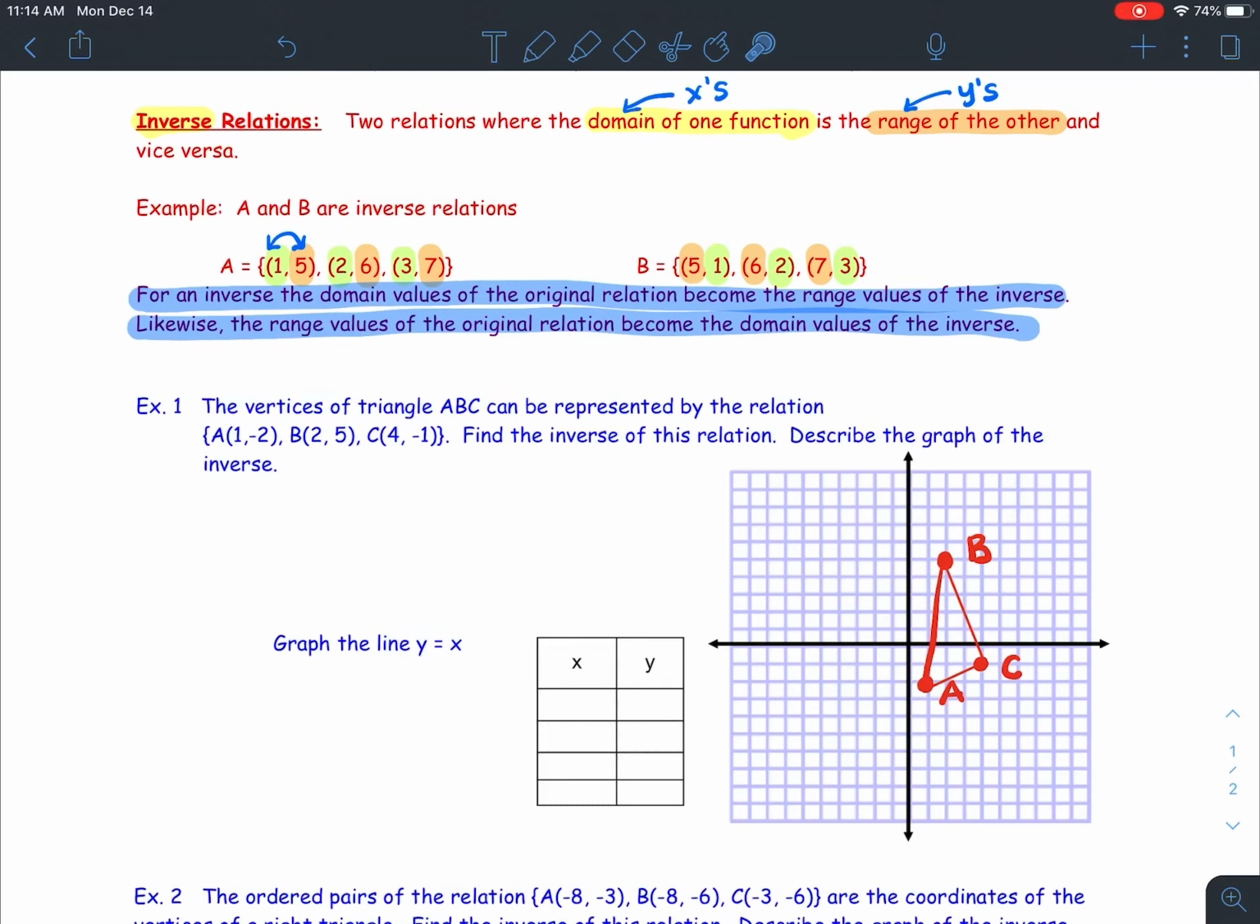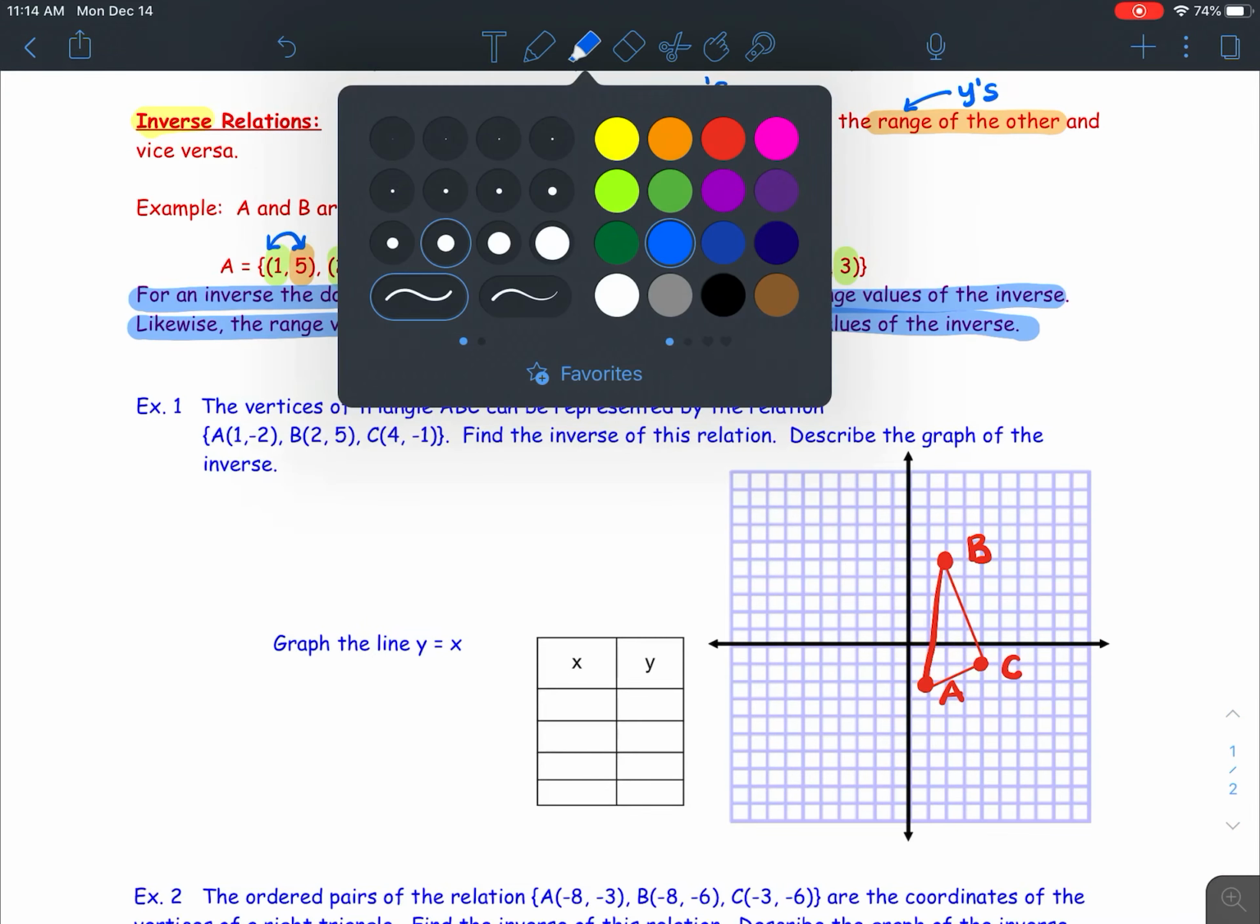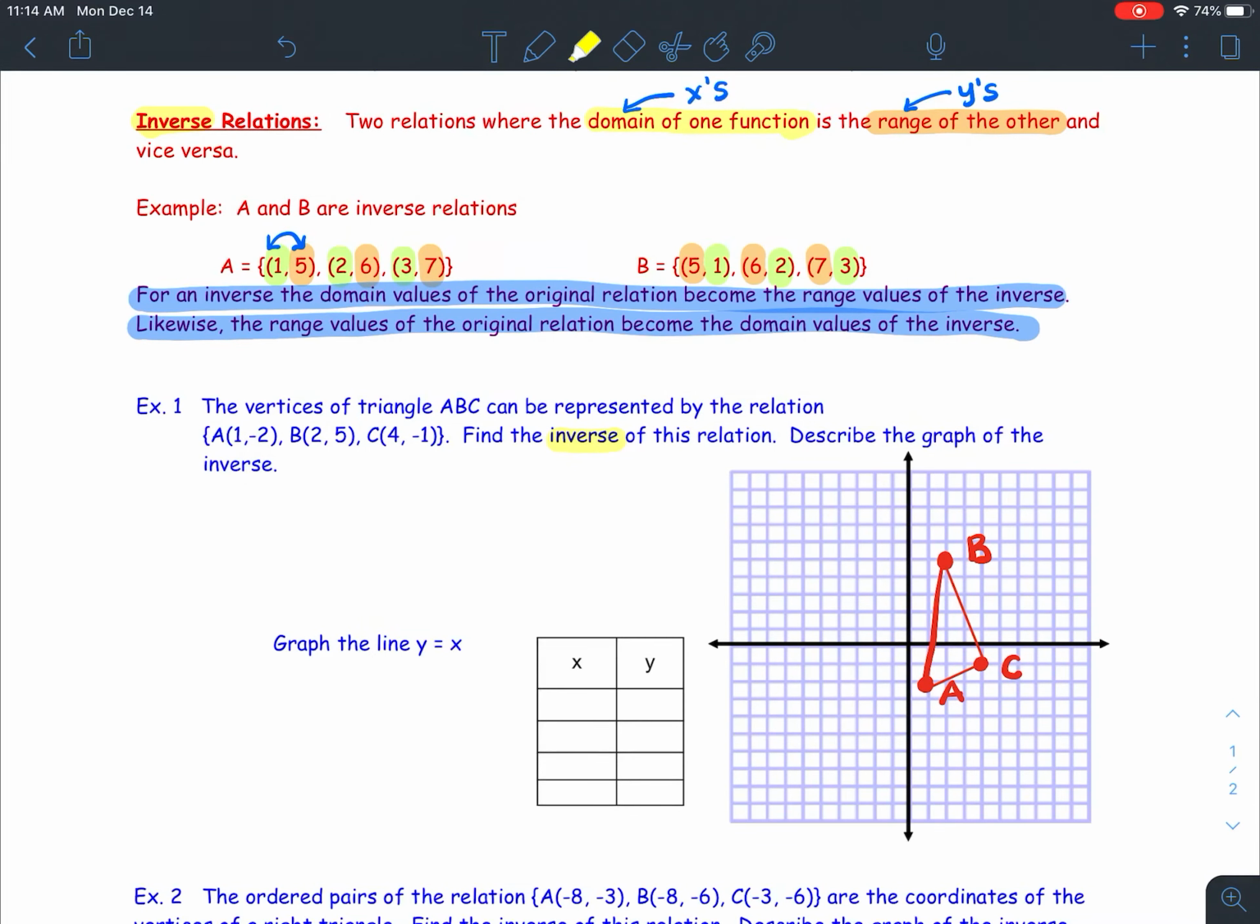Okay, now the question is, find the inverse of this relation. They want us to find the inverse to triangle ABC, and then describe how that graph might relate to the original graph here. Well, if we're going to find the inverse, I'm just going to label inverse here. There is a special symbol that we're going to learn for how to label an inverse, but for right now, I'm just going to list what our points are.